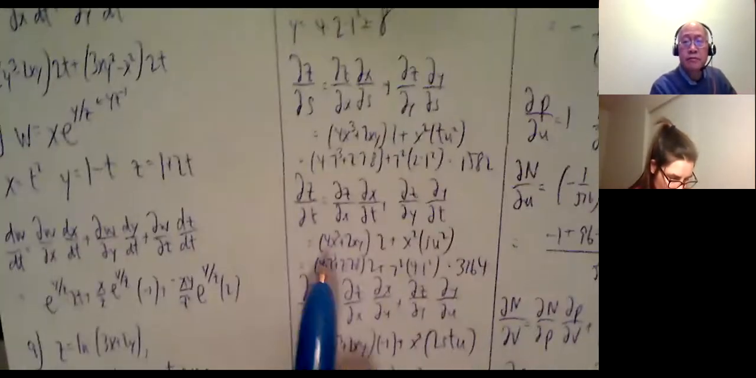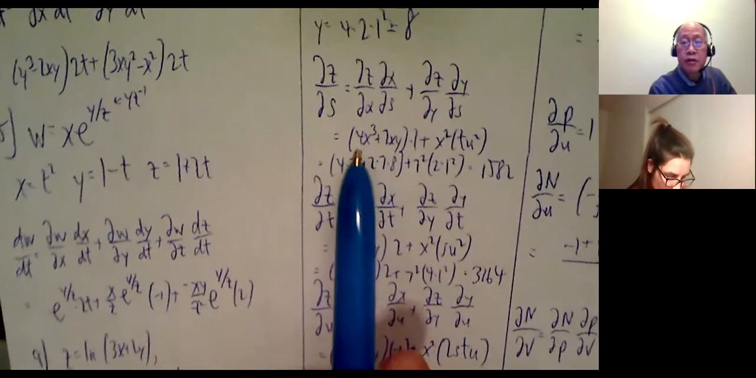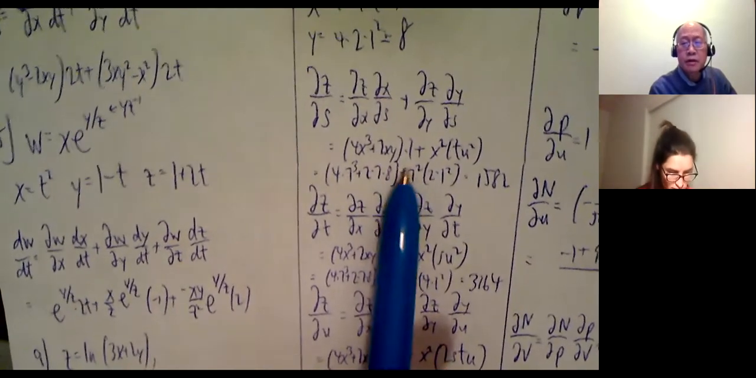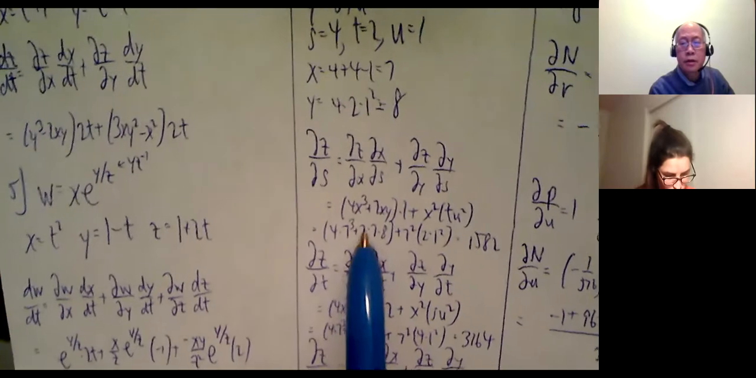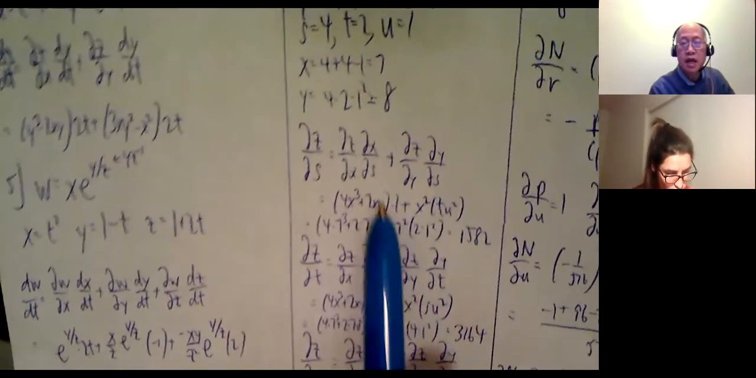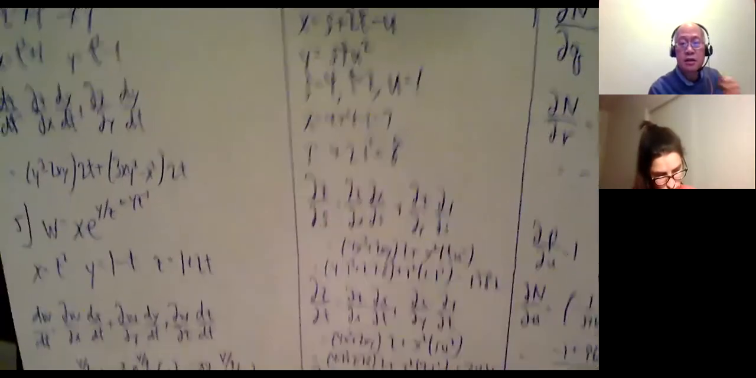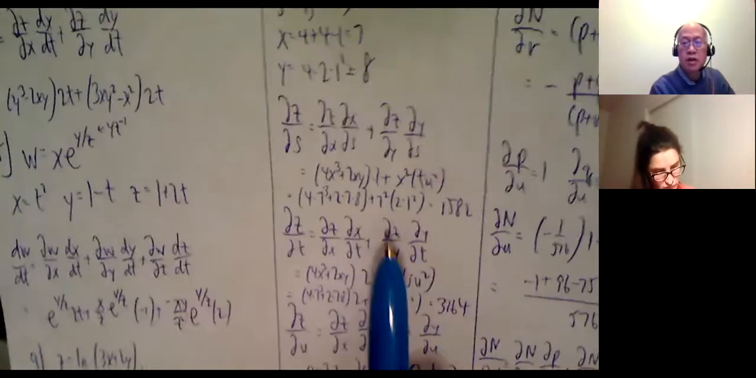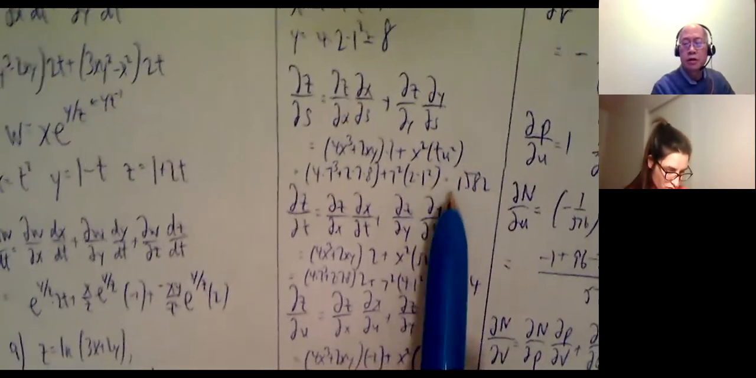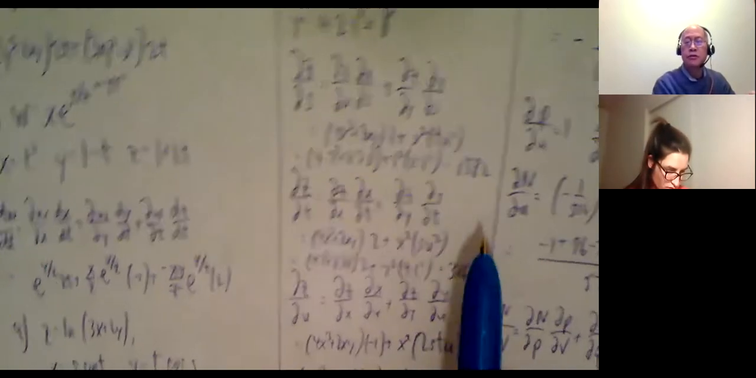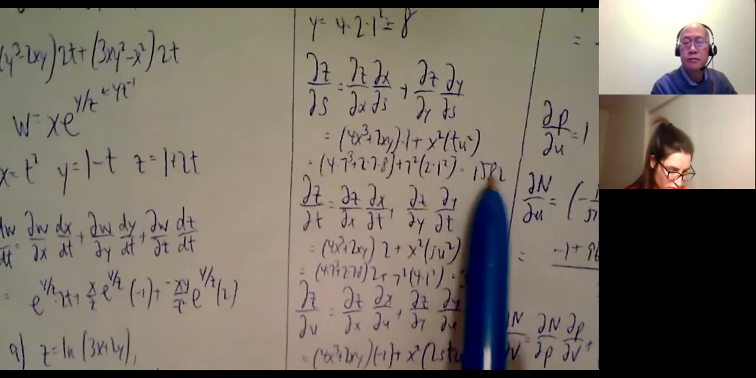Now I just plug in, right? 4x cubed plus 2xy times 1 plus x squared times tu squared. So x is 7, y is 8, t is 2, u is 1. Plug everything in, take my word for it, 1582. Maybe you don't want to take my word for it, but I actually looked in the back of the book for the answers for most of these because I don't always trust myself, as you know.